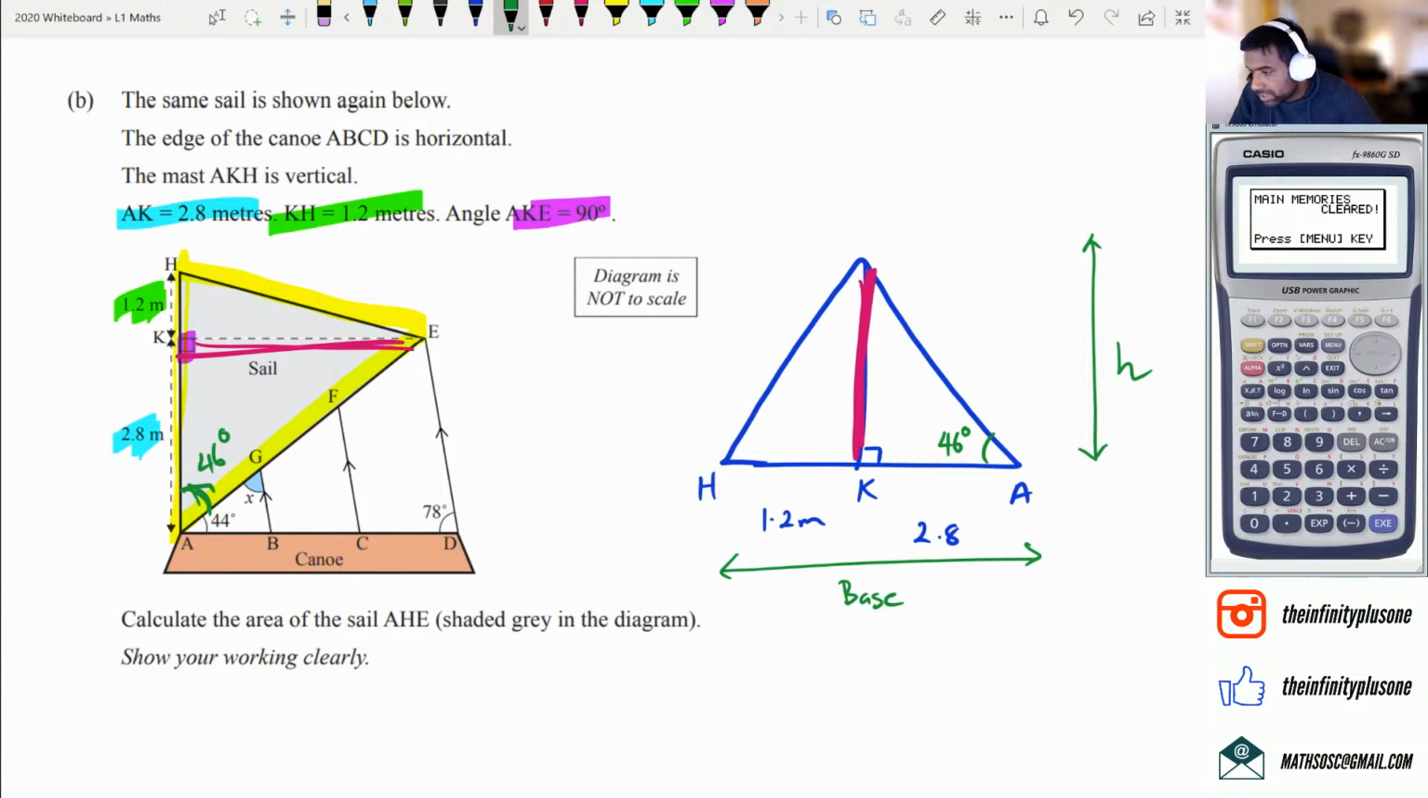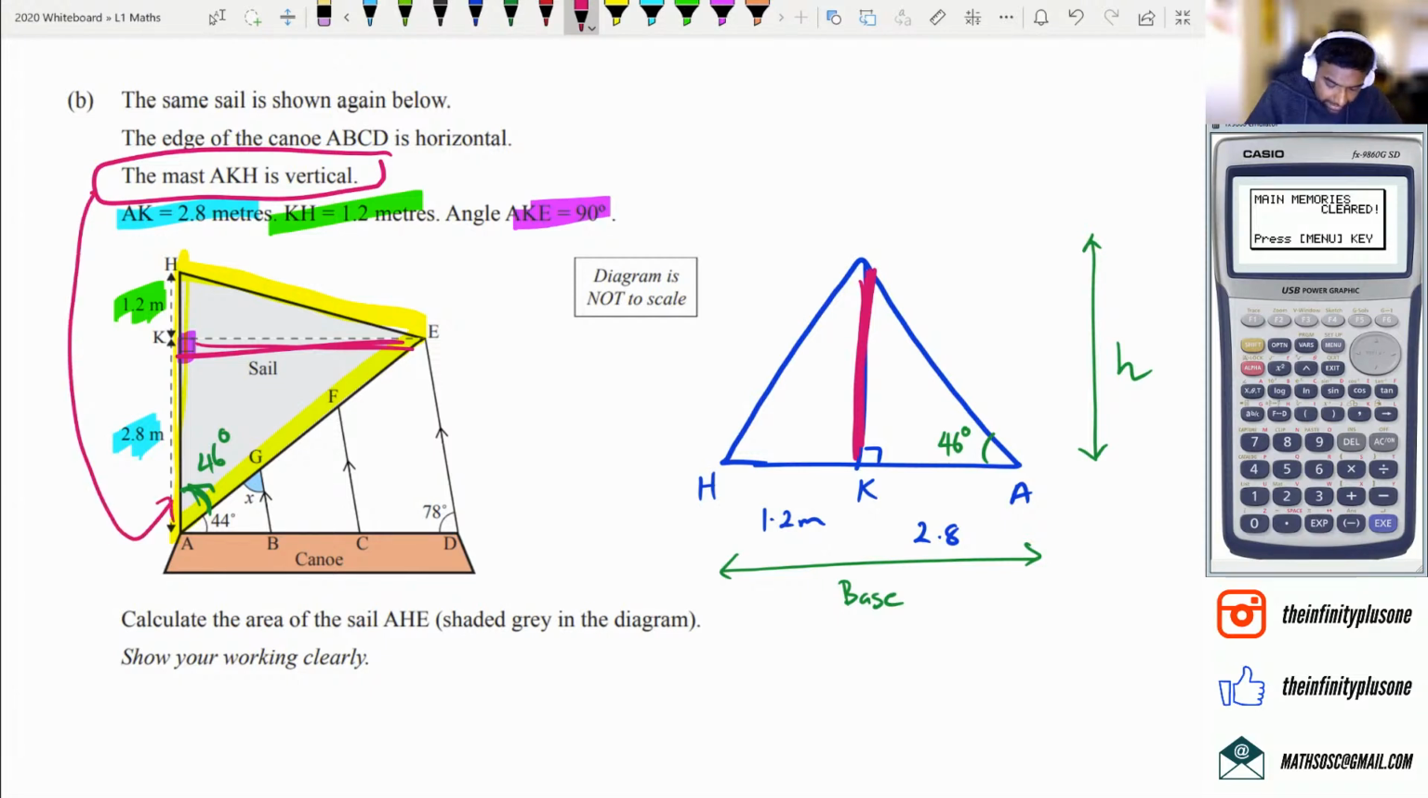That's a really good question there. How do we know that it's a 90-degree angle? If you have a look at this point right here, where it says the mast AKH is vertical, if anything is vertical, then it's going in at 90 degrees. So that basically is telling you that that line there is at 90 degrees.